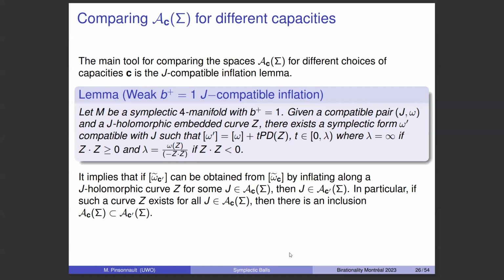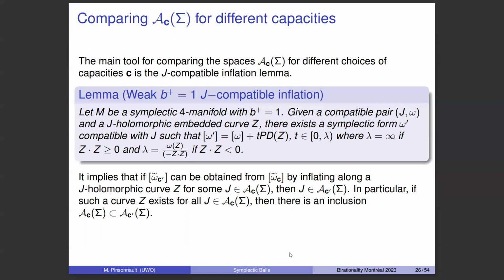that would be another talk actually. But the thing is that we can use inflation along a J-holomorphic submanifold to change the cohomology class of a form in the direction which is the Poincaré dual to the submanifold, keeping J compatible. Actually, this is not quite true. There was a mistake discovered a long time ago by some student.